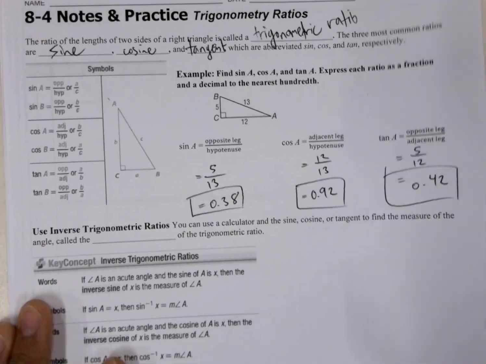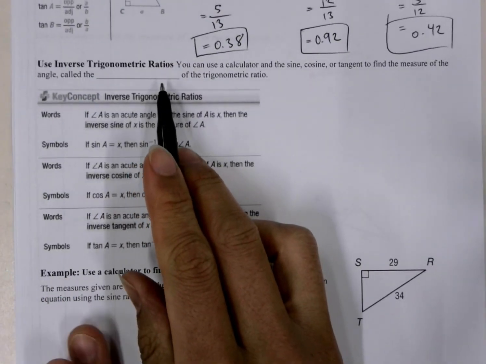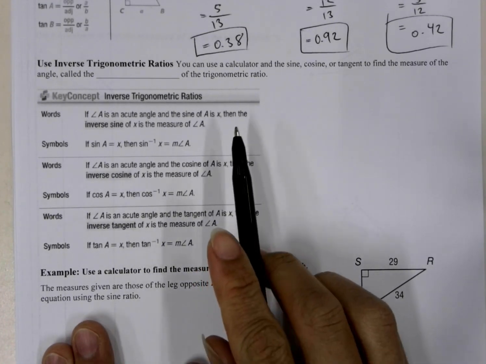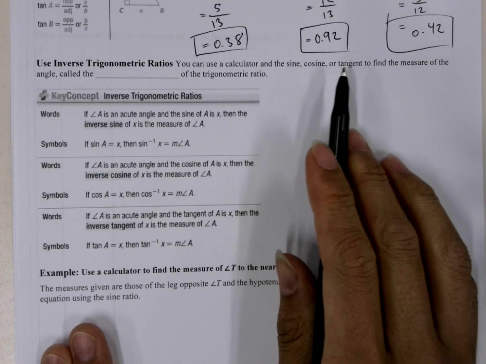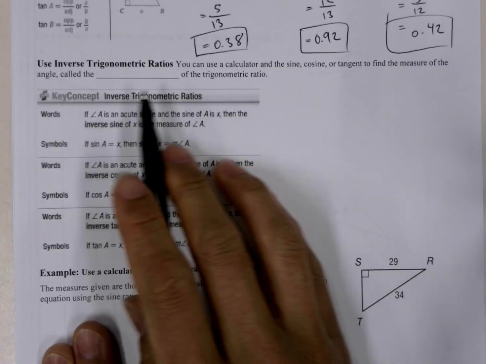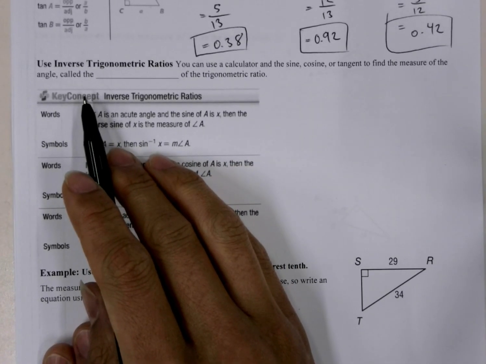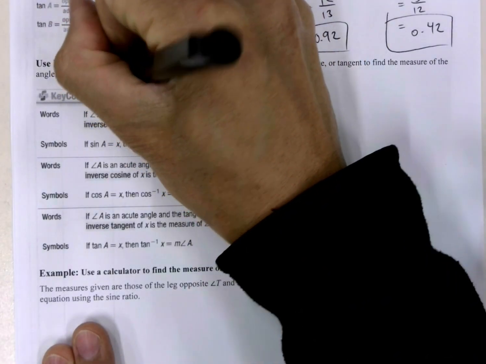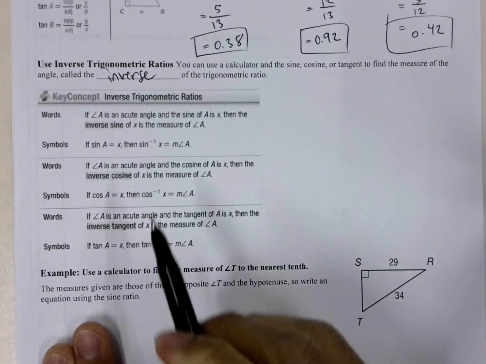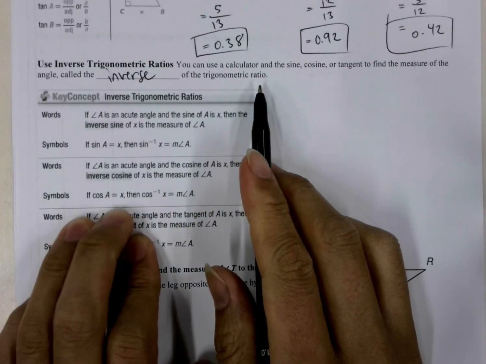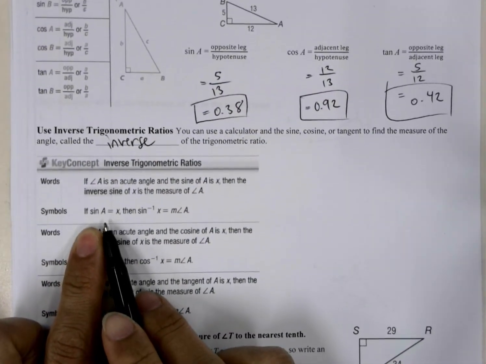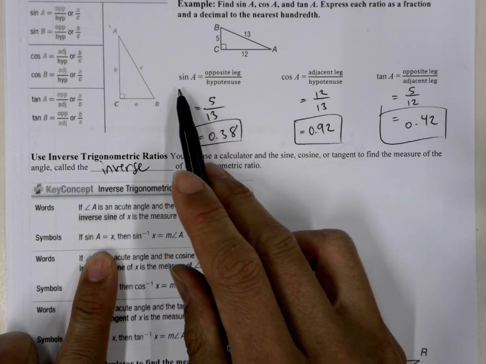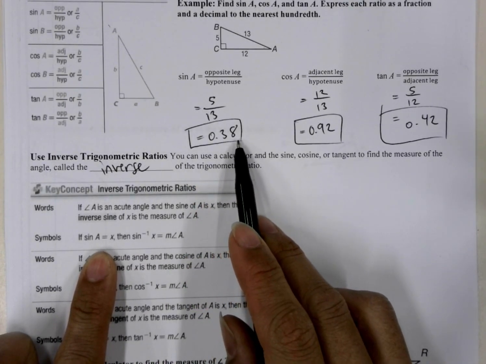And then we're going to go ahead and use the inverse trigonometric ratios in order to find the actual angle measures. You can use a calculator and the sine, cosine, or tangent to find the measure of the angle, called the inverse of the trigonometric ratio. So how does this work? Well, if we have sine A is equal to x, like we do over here, sine A is equal to 0.38.